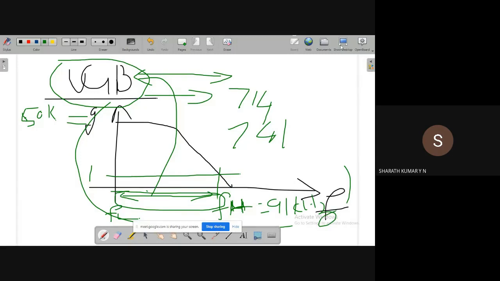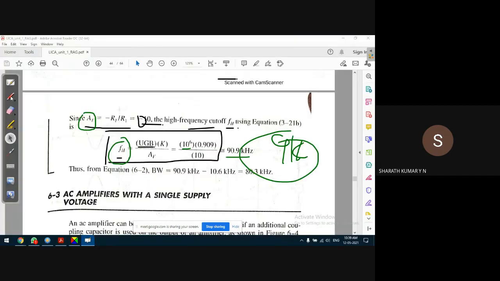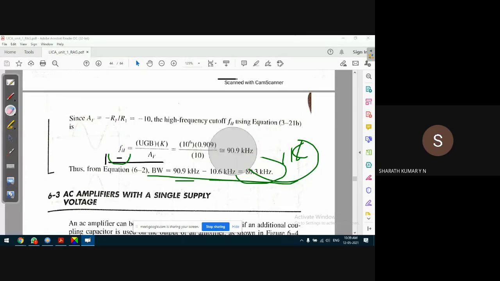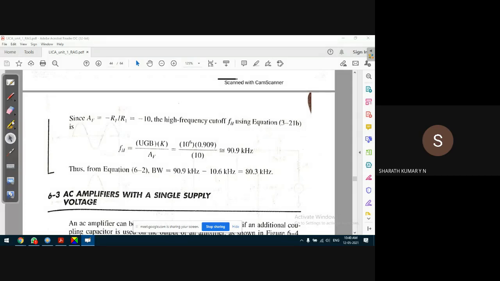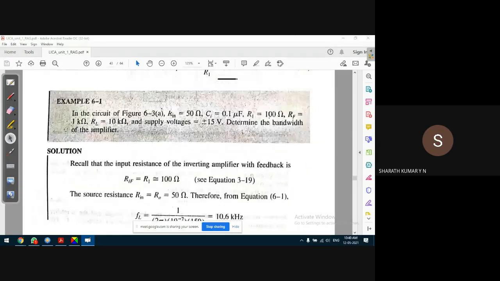Okay, so what is the bandwidth, the difference of the lower cutoff frequency and the upper cutoff frequency? It is approximately 80.3 kilohertz. That is the bandwidth of the given operational amplifier with capacitor coupling only at the input stage, not at the output stage. Yes, this is very important, because the upper cutoff frequency is not affected by the capacitor. It is affected only by the unity gain bandwidth. Only the input coupling capacitor is given, so for the input coupling capacitor, this is the bandwidth.